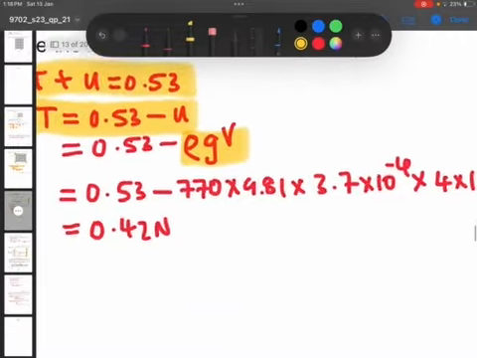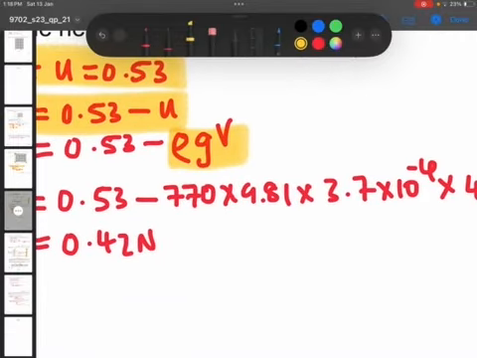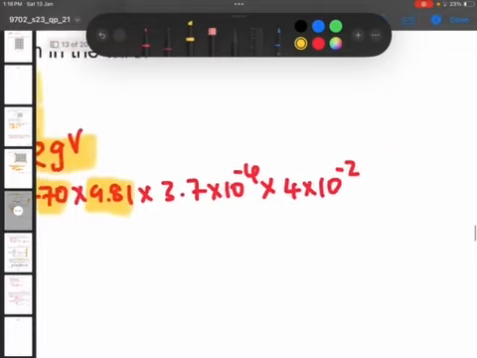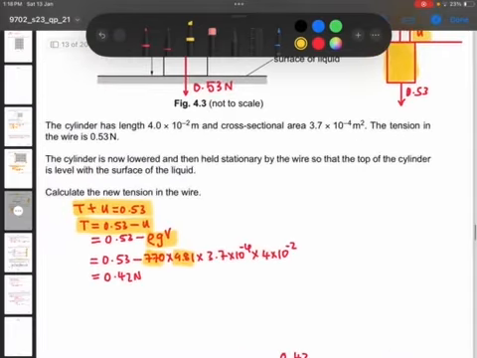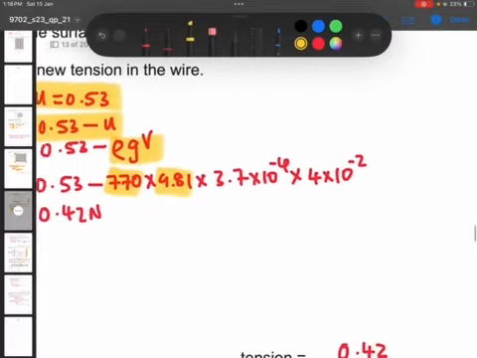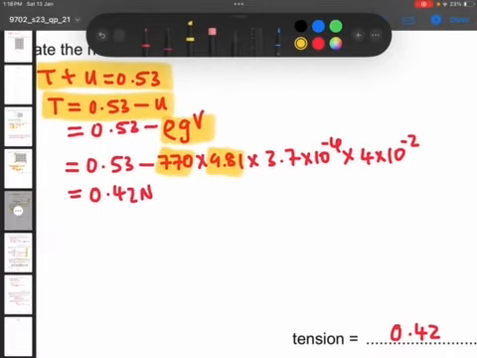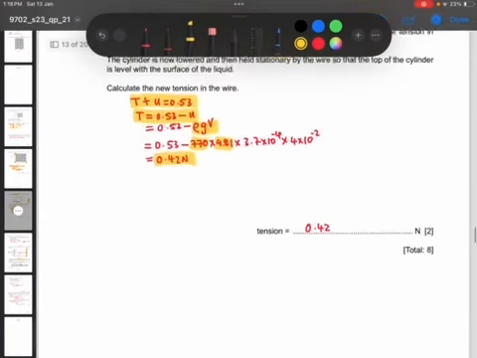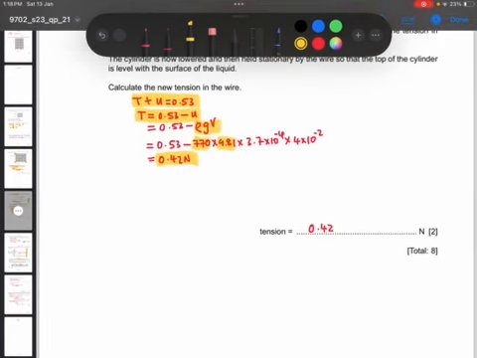So now we are saying 0.53 minus the density of the liquid, which we found in the previous question, multiplied by g, which is 9.81, multiplied by the volume. We are told the dimensions: the cross-sectional area is this, and the length of the cylinder is this. Knowing those, we multiply them like that. This will give us the tension as 0.42. So we have found our tension as 0.4.